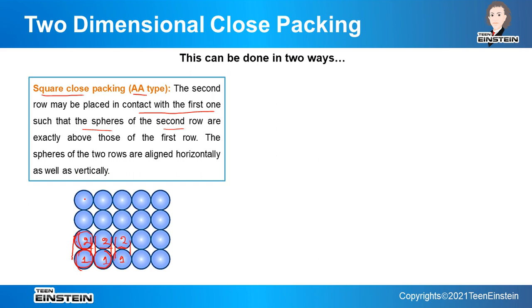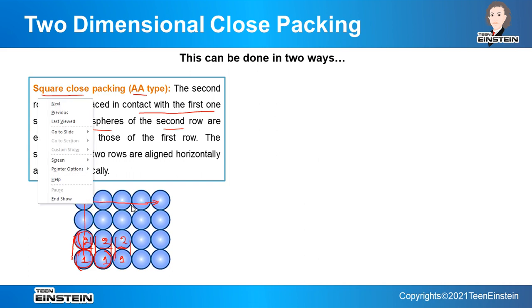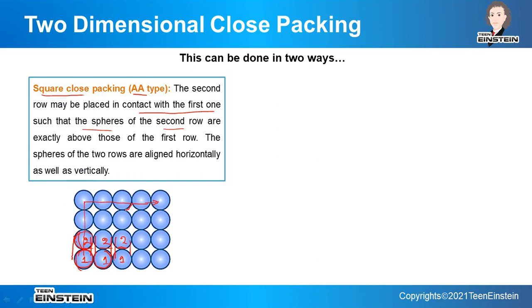That means if we move in this direction, there is a similar type of arrangement, and if we move towards this side, both sides are actually similar. Whether you move horizontally or vertically, that does not matter. Both sides look the same. So here the space that is available between 4 particles is square in shape, right? This vacant space is square in shape.